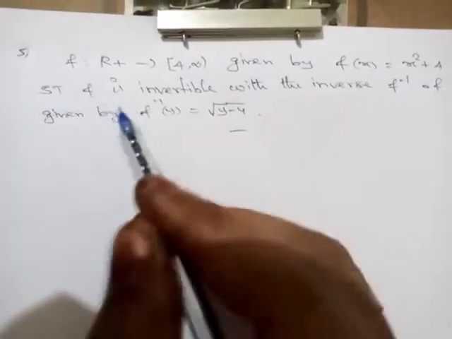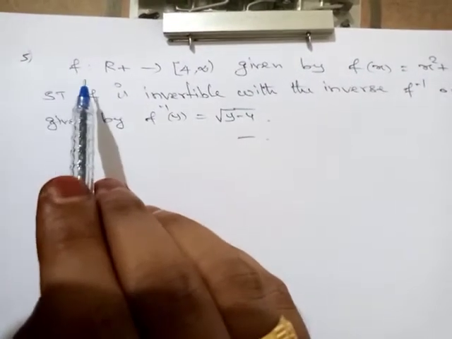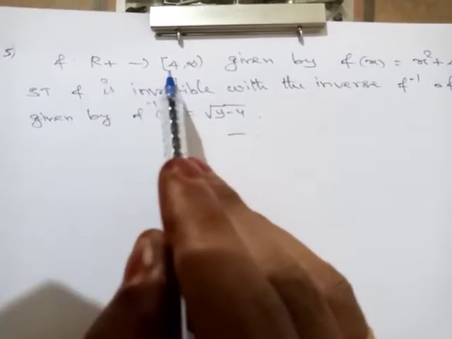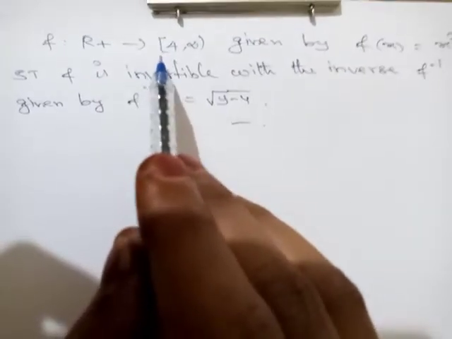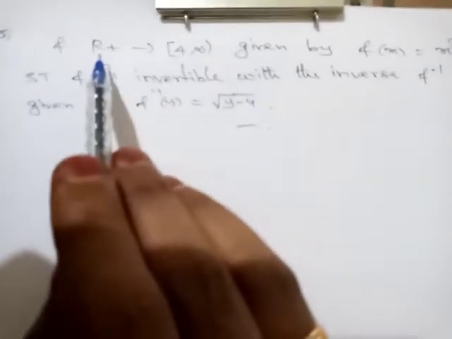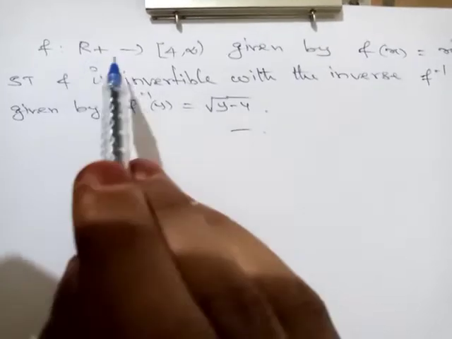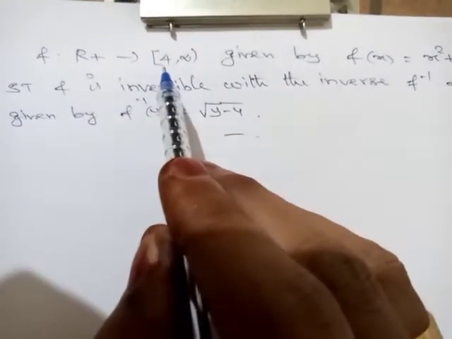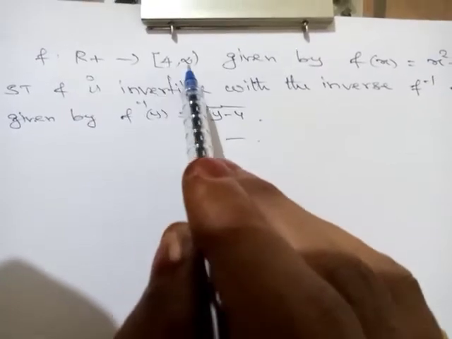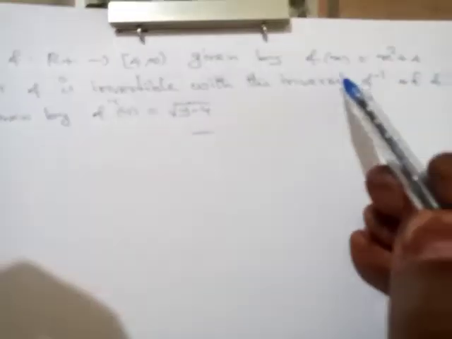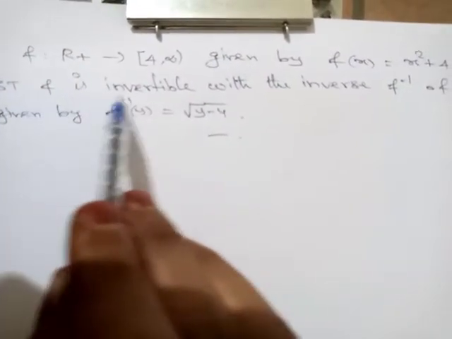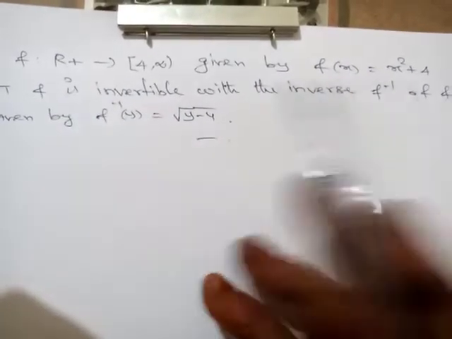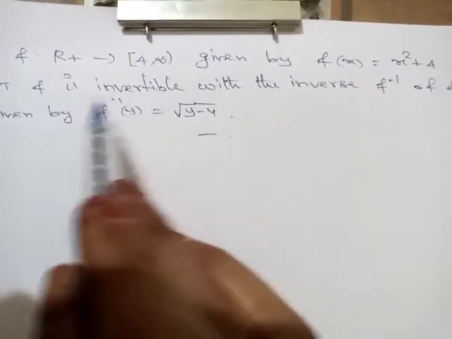Next question in this inverse: f is a function from R+ to [4, infinity). What is meant by R+ to [4, infinity)? The domain contains R+, positive values, and the codomain contains 4 to infinity, given by the function f of x is equal to x square plus 4. We have to show that f is invertible with the inverse f inverse, this is the inverse we have to prove.